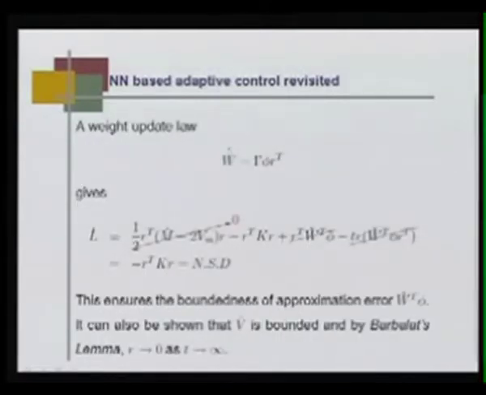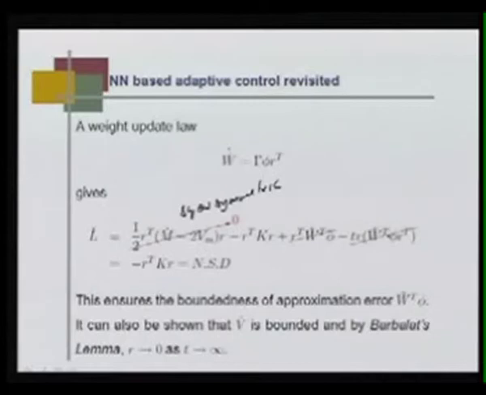So, if I take w hat dot as gamma phi r transpose, then L dot is, as I said, 0 because of the skew symmetric term, and if I select this, then this quantity is the same as this quantity. Okay, so they cancel out. So, the rate derivative of the Lyapunov function is minus r transpose kr.